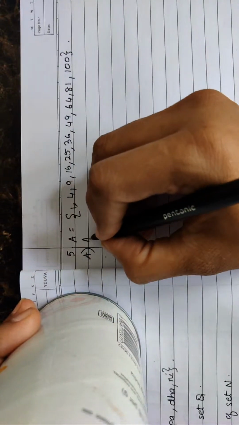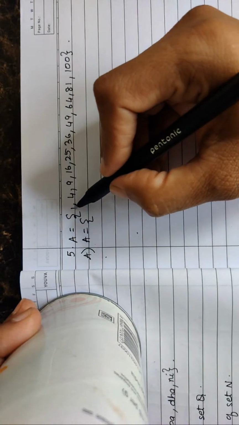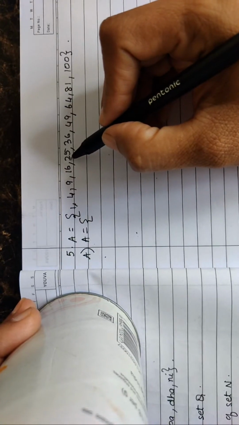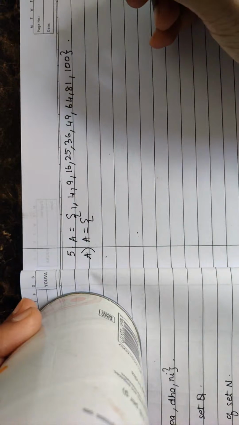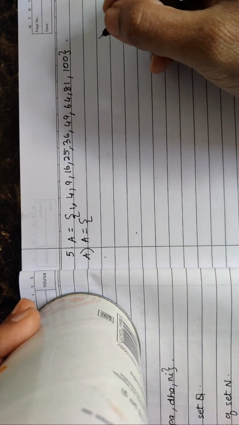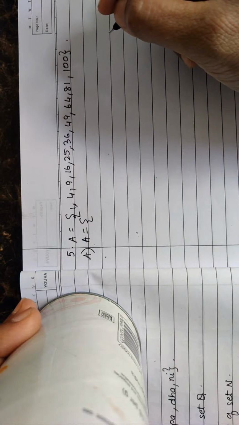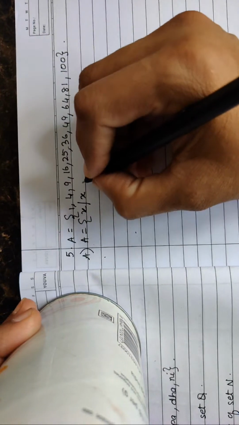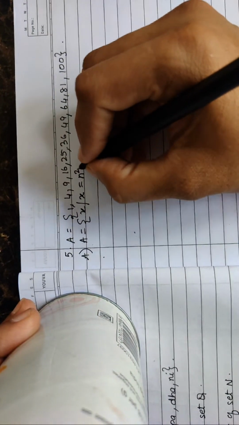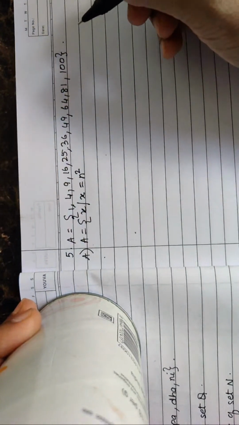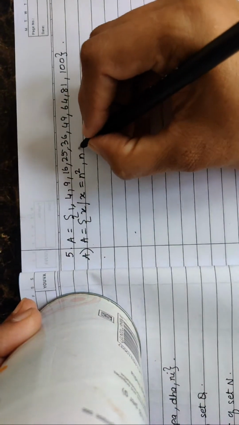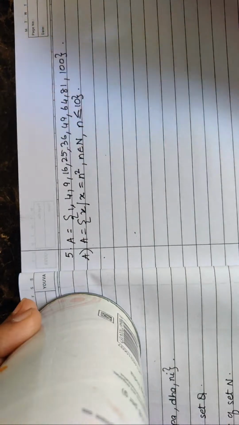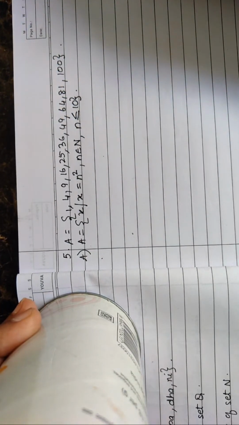So what will be the answer? I know this is 1, the square of 1, the square of 2, the square of 3, the square of 4, then 5, 6, 7 and the squares are going on, right? So I can write the answer as x such that x belongs to the square of natural numbers, because 1 to 10 are natural numbers, right? Such that n belongs to natural numbers and n is equal to or less than 10, because 11 has not come here.